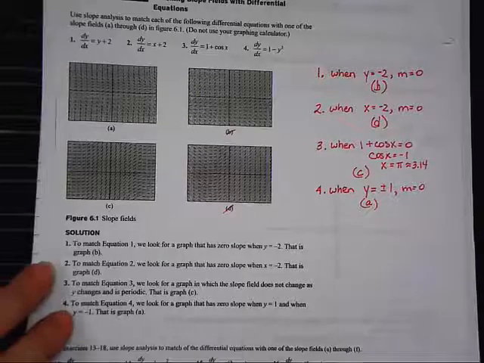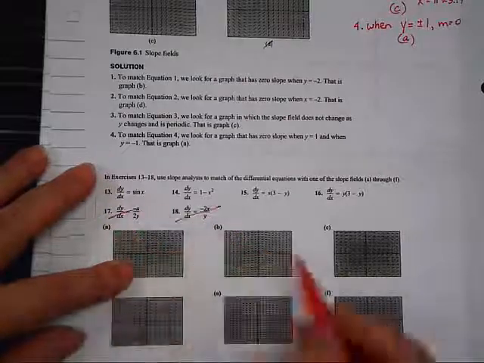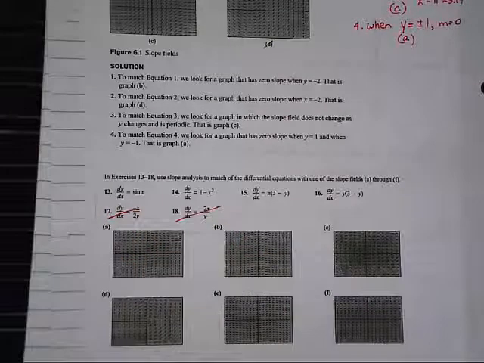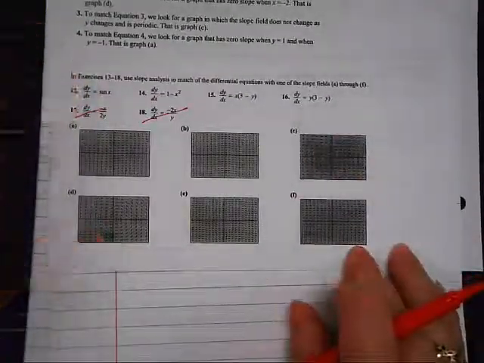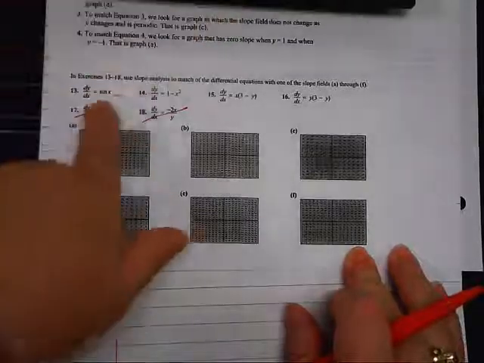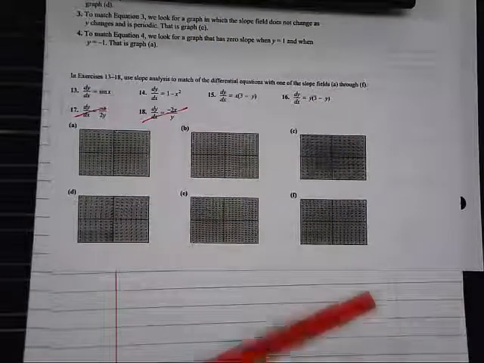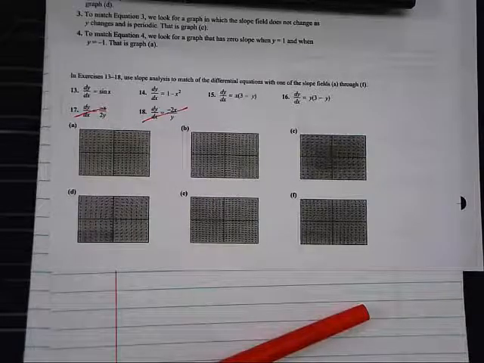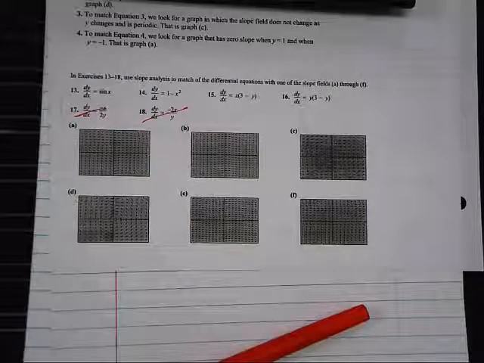Okay. At the bottom, I would like you with your table to omit 17 and 18, but do the other 4. I'm still going to give you all 6 to choose from. So, of the 6 graphs, I want you to match up 4 of them with these 4 equations right there. I'm going to be walking around to check it. Once I check your 4 and they are correct, then you are free to work on your calculus homework, because this is all we're doing today.